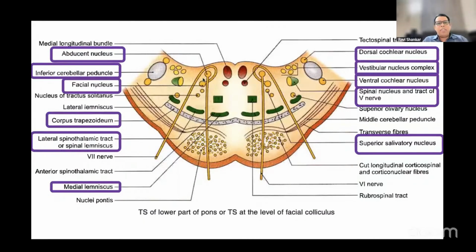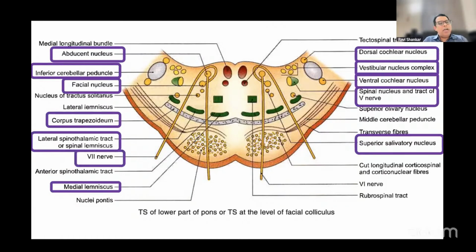And the eponymous name that we get is from the facial nerve forming this facial colliculus. The facial nerve fibers follow a peculiar course. They wind around the sixth nerve nuclei, and they produce a hump in the floor of the fourth ventricle, giving the name of facial colliculus at this level.